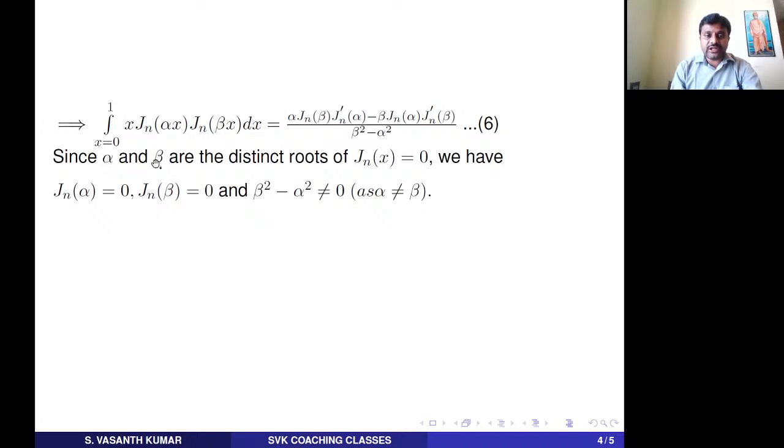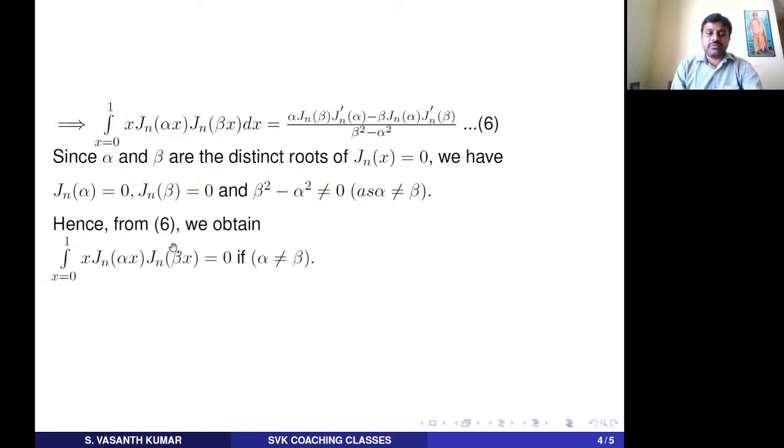Since α and β are distinct roots of Jn(x) equal to 0, Jn(α) will also be 0. Just replace x by α. Jn(α) is 0, Jn(β) is also 0, and we can say that β² − α² is not equal to 0, because α is not equal to β. Now substituting, the numerator becomes 0 minus 0, which is 0. 0 divided by a finite value is 0.